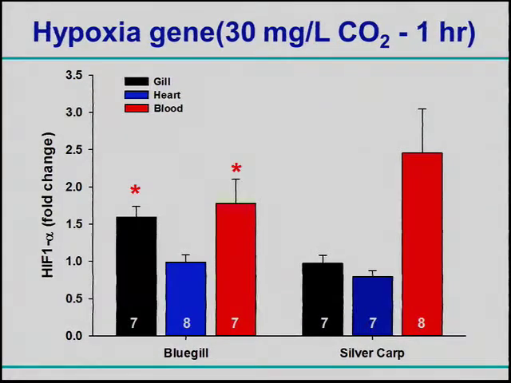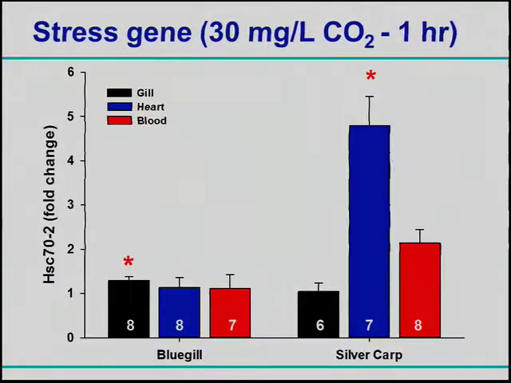But we were able to look at specific tissues. These are only the bluegill and the silver carp, with 1 hour exposure to 30 milligrams CO2. Gill is the black bar, blue is the heart, and then red is blood. And what you see is that HIF1 alpha is upregulated for the bluegills in the gills and the heart, and upregulated again in silver carp in the blood. So with 1 hour exposure, we're seeing massive changes in the genetic response of the animal at the molecular level to being exposed to CO2. And again, this is another stress gene.